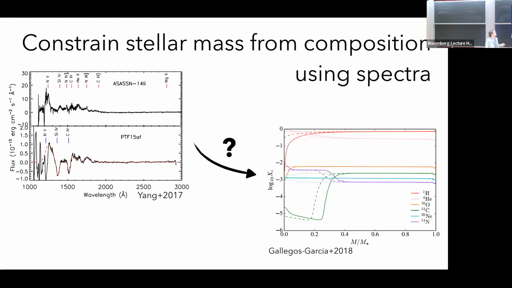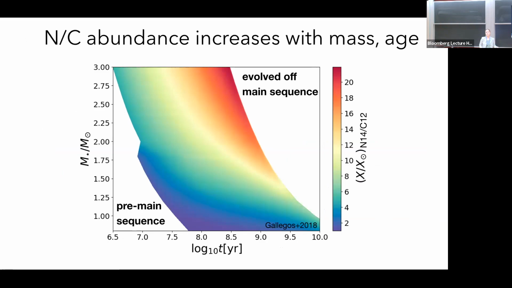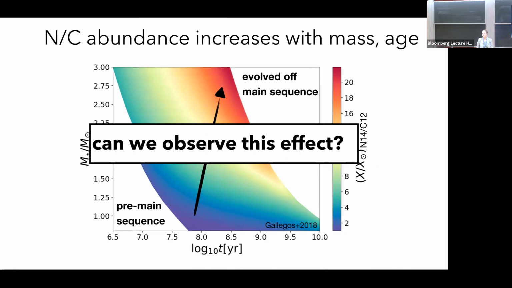And so to that end, I've recently been thinking about how we can use spectra to better constrain the mass of the stars. And this is a plot of TDE spectra. This is a plot of the composition ratios for various ages of a one solar mass star. So we know that nitrogen and carbon abundance and other metallicities increase with mass and age. We can see that that's essentially what this plot is showing, where we have the mass of the star, age of the star, composition ratio going from blue to red as it increases. But can we actually observe this effect in TDEs?